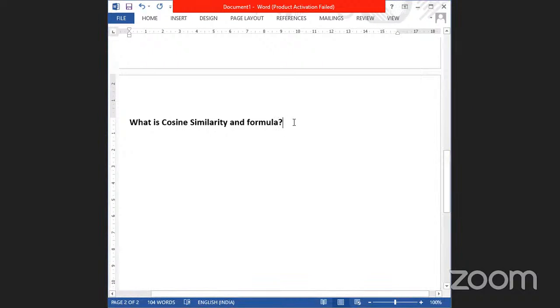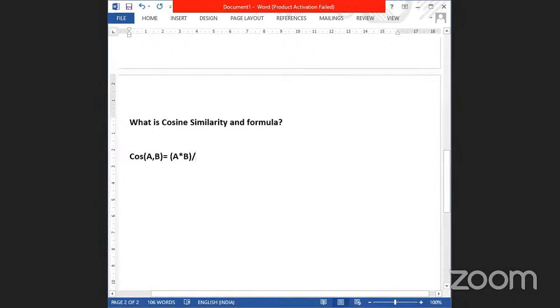Okay, let me give you the answer. What is the formula? The formula is cos of A comma B, that is your first word. Cosine between A and B is equal to A into B, sorry, let me write it as capital B, divided by the modulus of A, what is that thing? Let me give you the answer.